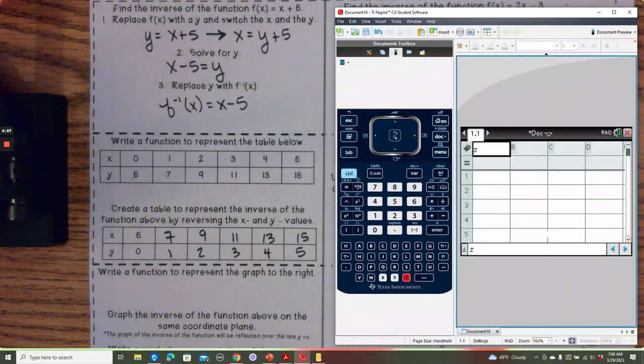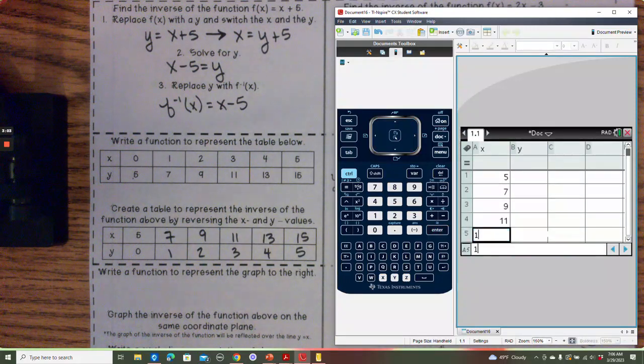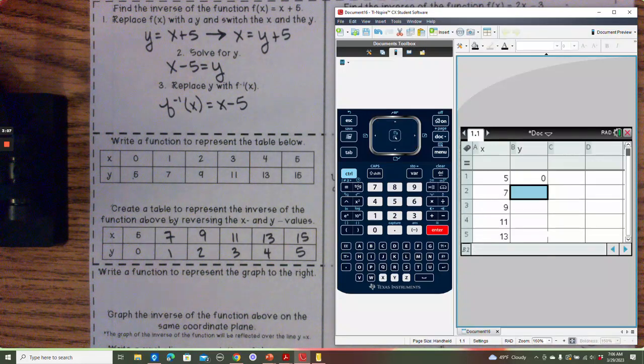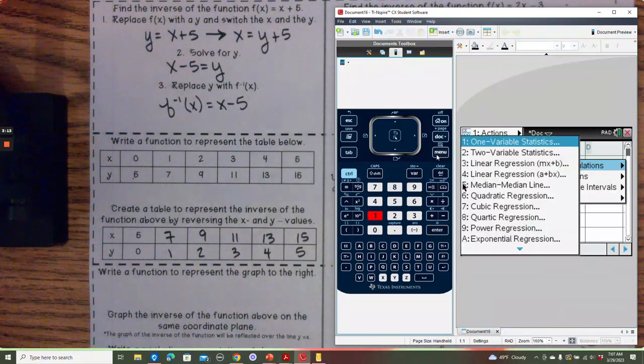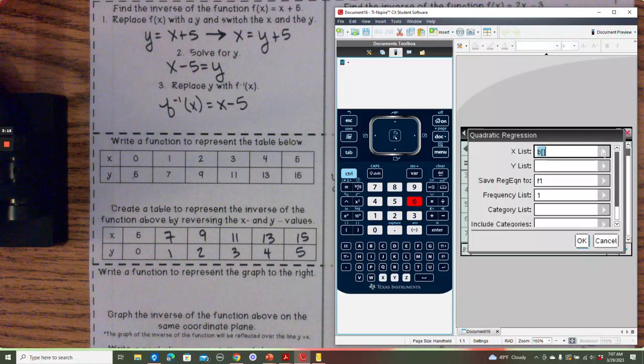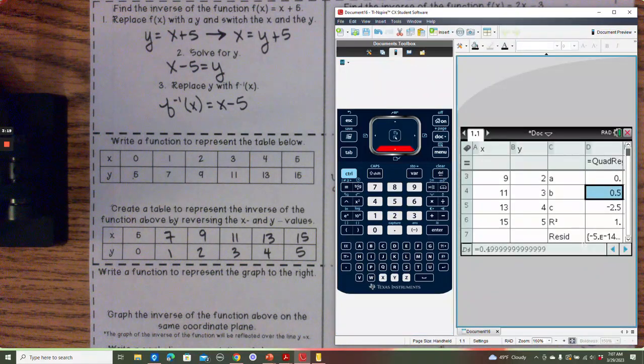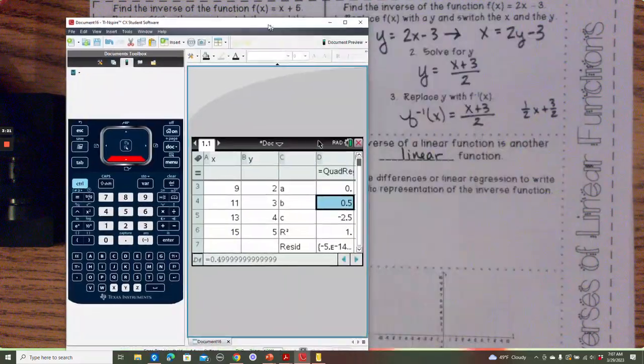So put an x there, y there, and then we've got 5, 7, 9, 11, 13, and 15. Then we've got 0, 1, 2, 3, 4, and 5. And then menu, 4, 1, and 6. Change the x list to x, the y list to y. And then there's our pieces that we need.